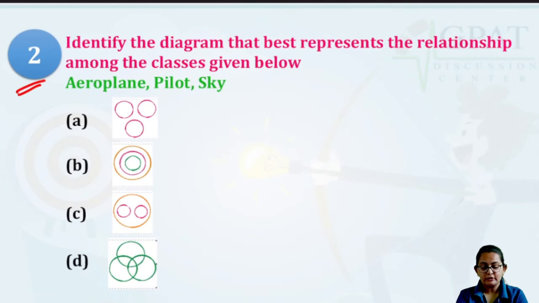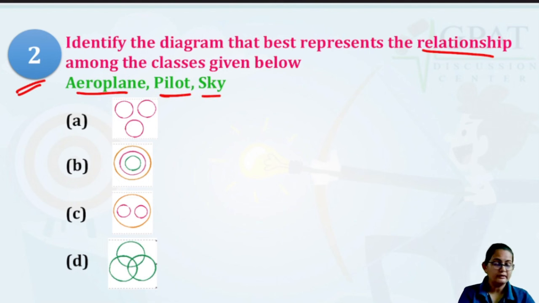Next is question number 2. It says identify the diagram that best represents the relationship between these. This is a Venn diagram based question. Aeroplane, pilot and sky. How can this be represented? This can be represented like this: inside the sky we have aeroplanes, and inside the aeroplanes we have the pilot.